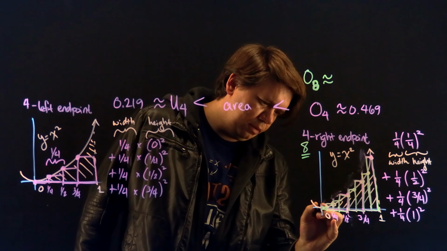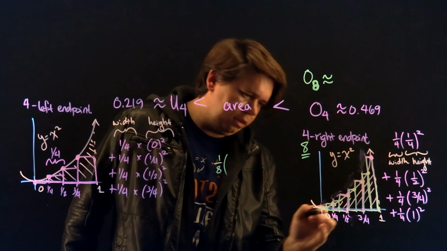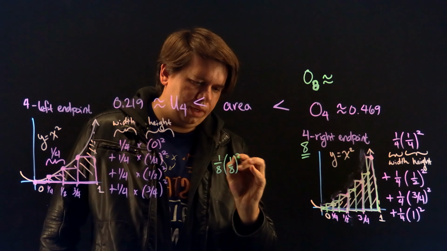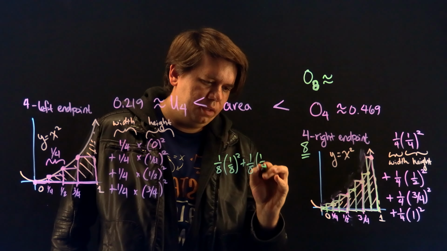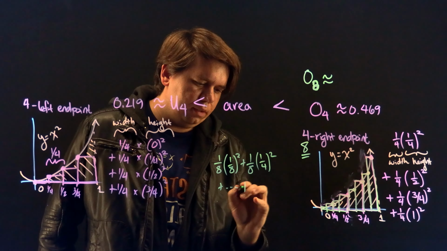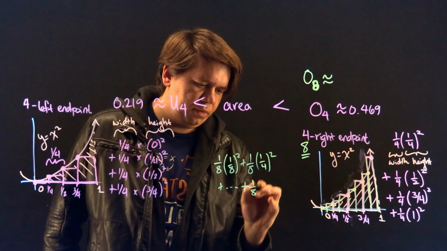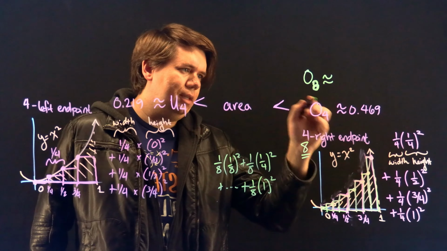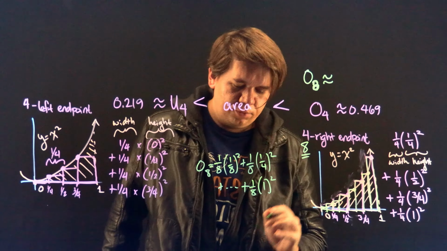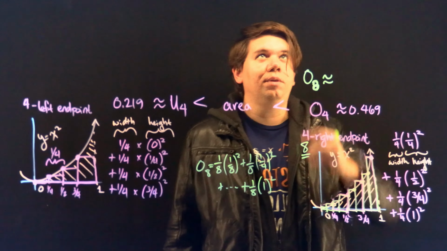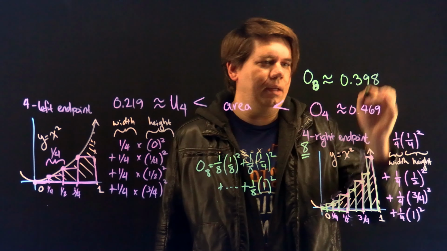right endpoint, it would be like 1/8 times, you're at 1/8 now. So 1/8 squared plus 1/8 times, the next one would be at 2/8, so 1/4 squared. And you would keep going until you get to the last one, which is here at 1, so it's 1/8 times 1 squared, right? So this is how you calculate this overestimate with 8 rectangles. Go ahead and calculate that out, and you get a number that's about 0.398.